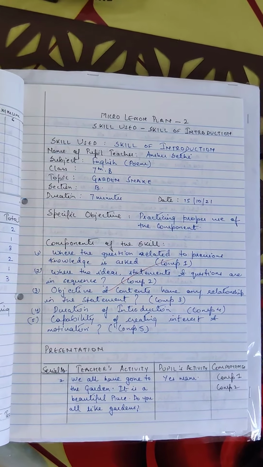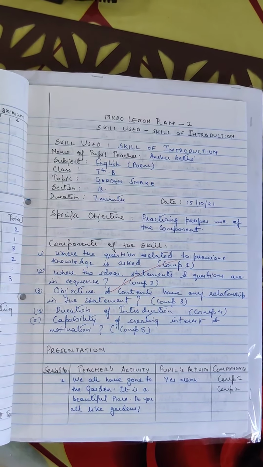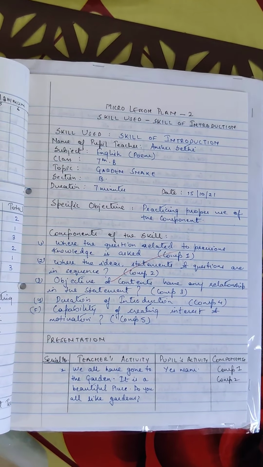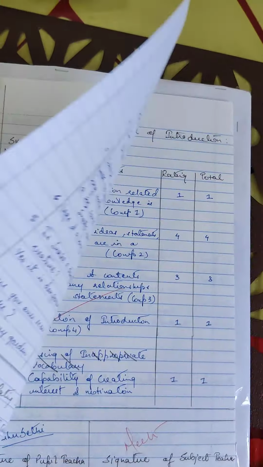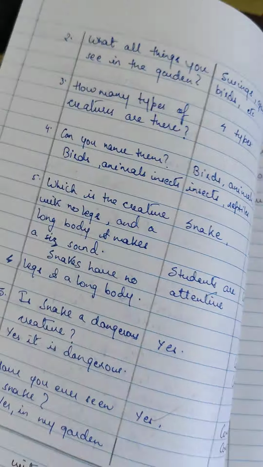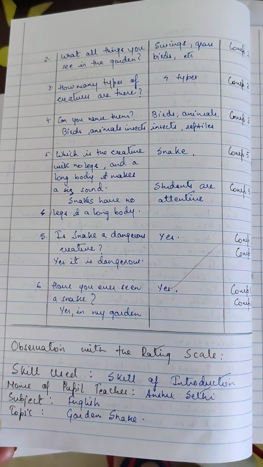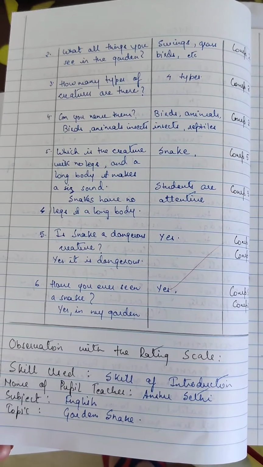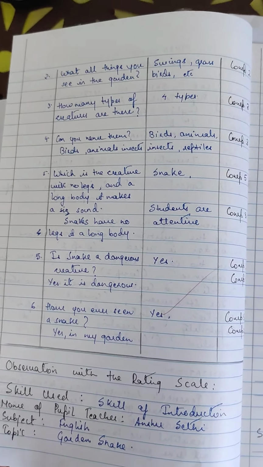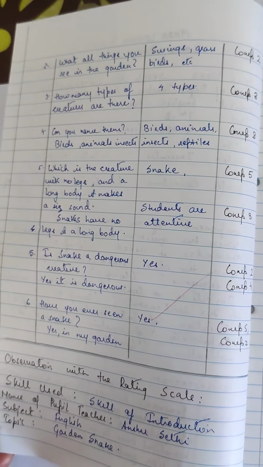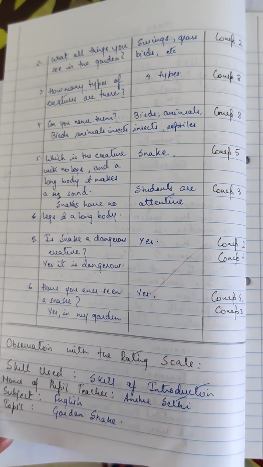Then comes the presentation part. Here we divide the page into 4 columns. First is serial number, then teacher's activity, pupil's activity, and we write the components. As you can see, we give a little bit of introduction of the topic with explanation. Then we ask the questions. Students will answer. Then we write the components accordingly.